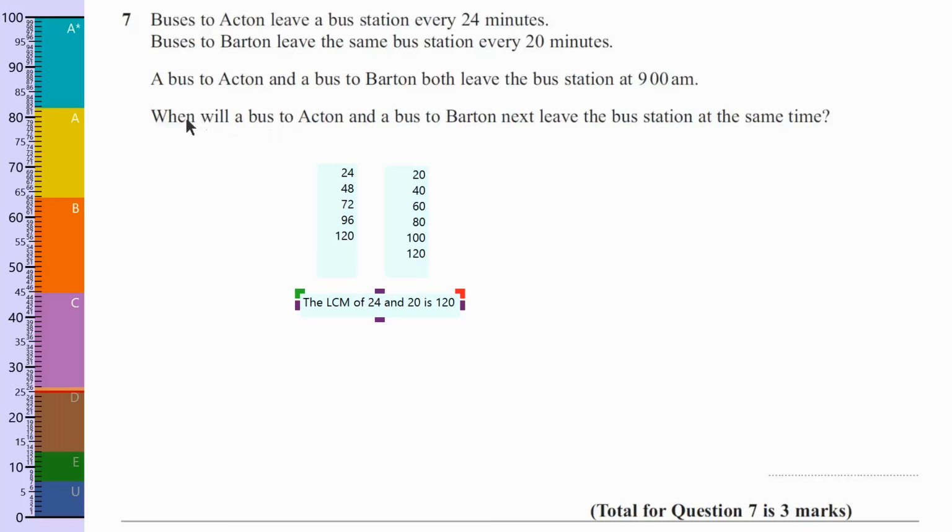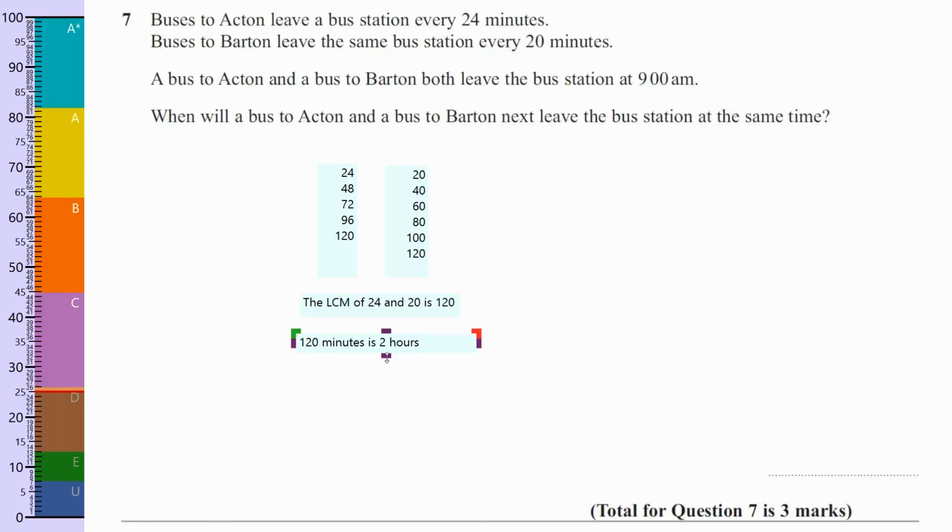It says what time will the bus to Acton and the bus to Barton leave the bus station at the same time? Now 120, well that's in minutes. So 120 minutes, and so we can write this down. So 120 minutes, if I can spell, is 2 hours.